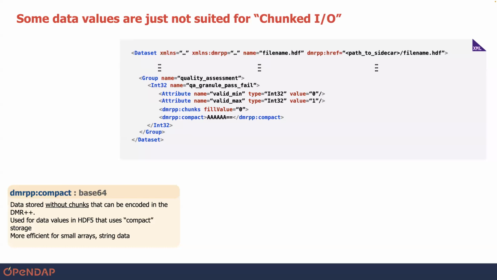Here's another example of compact data. This time, I don't know what this is. I kind of recognize this granule. But anyways, this is just an int32 variable. It's the granule pass fail. You can see it's got a chunks element, but the chunks element doesn't actually contain anything, and it's got this compact notation. These are the values for that 32-bit variable. This also shows a kind of problem with base64 encoding. It actually takes more bytes than the 32-bit integer would take, but it doesn't really matter.